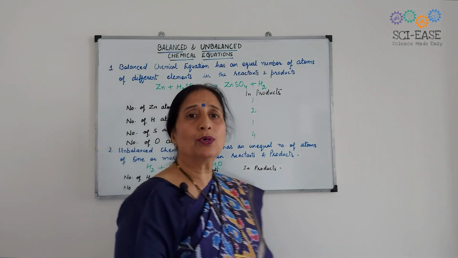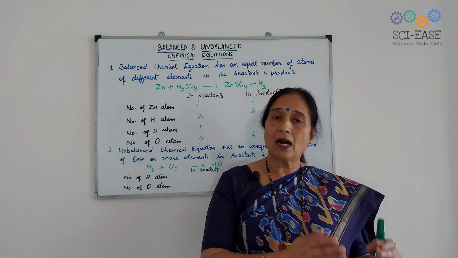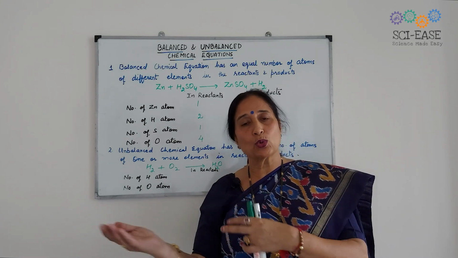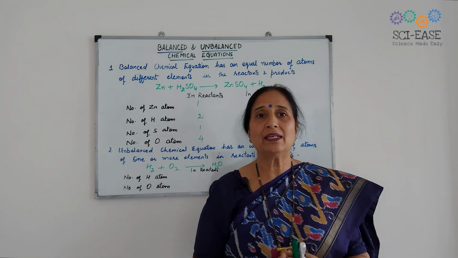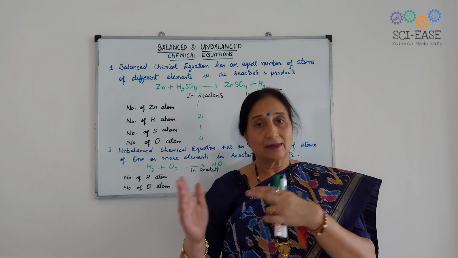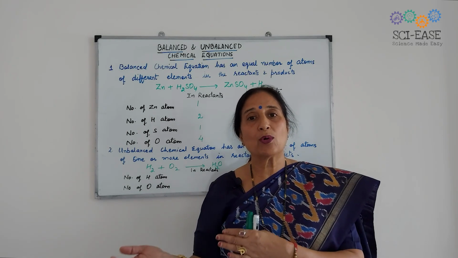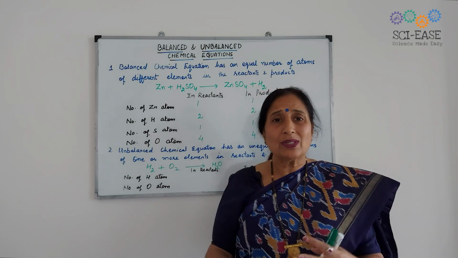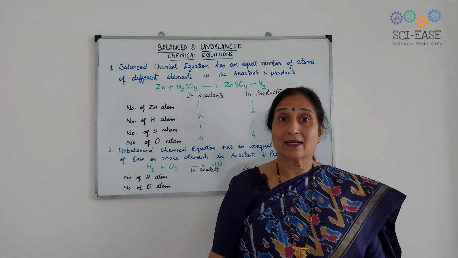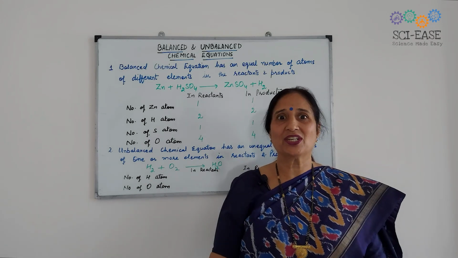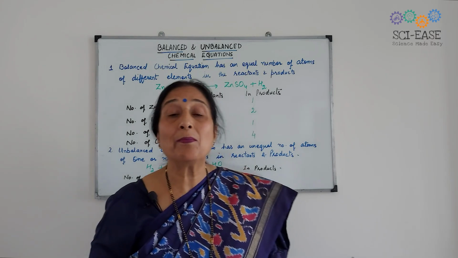I have already told you many balanced equations in the last video. That is carbon plus oxygen, C plus O2 forming CO2, and the dissociation of CaCO3, when we heat it, the result is CaO plus CO2. So there are many equations which are already balanced. But there are many equations which are unbalanced.